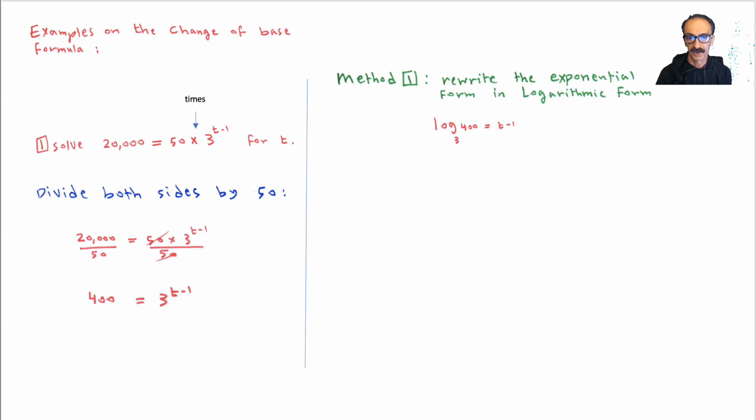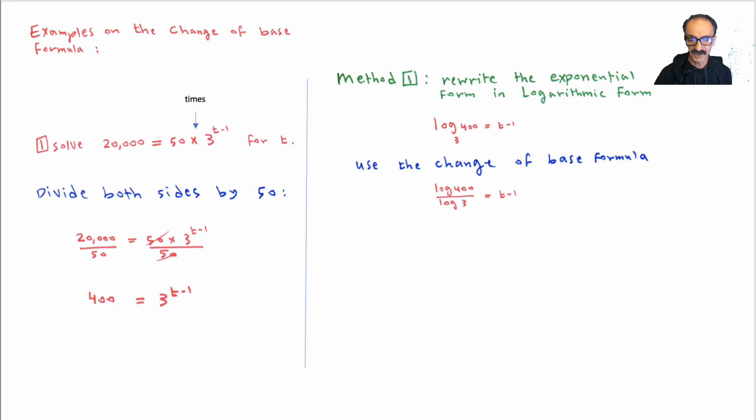Next, we're going to use the change of base formula. So what's log 400 base 3? It's going to be log 400 over log 3. To do this, you just use a calculator. You can't find this directly using a calculator, because your calculator does not have base 3. It only has base 10, which is called the common log.